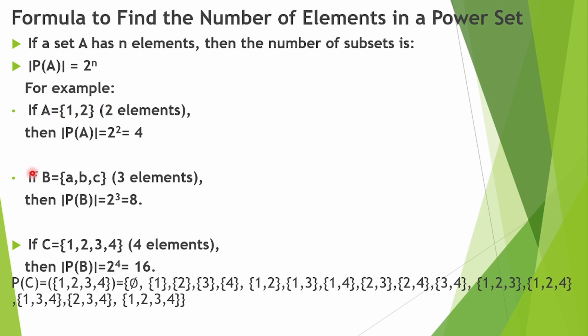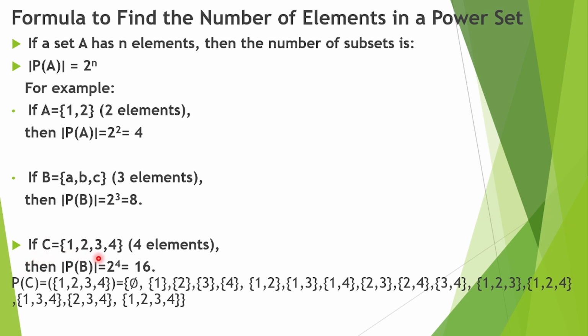And if B is equal to {a, b, c}, three elements. So if there are three elements in any set, then the number of elements of the power set will be 8. Because if we put 3 over here, 2 raised to the power of 3 is equal to 2 multiplied by 2 multiplied by 2, which is equal to 8.